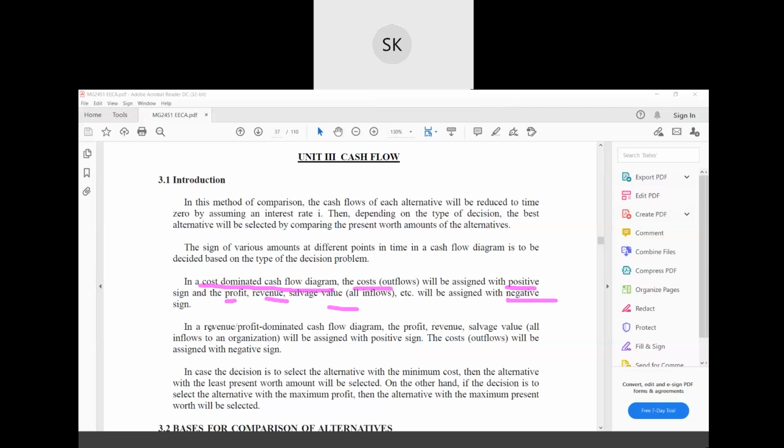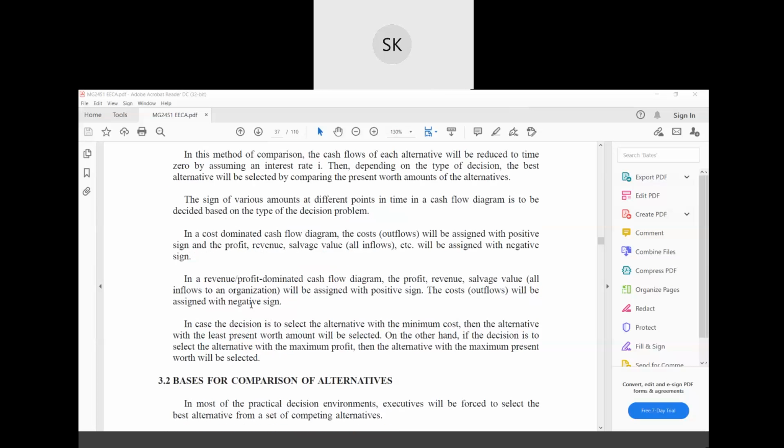But if it is a revenue dominated cash flow diagram, you have to assign profit, revenue, salvage as positive sign, and cost outflow will be assigned as negative sign. Okay, you will understand when we do some numericals. So in case the decision is to select the alternative with the minimum cost, then the alternative with the least present worth amount will be selected.